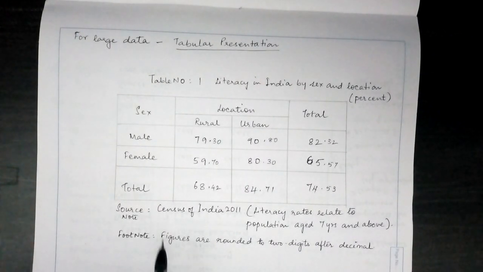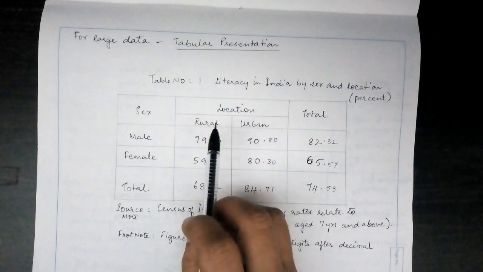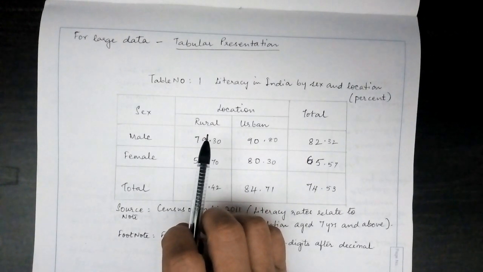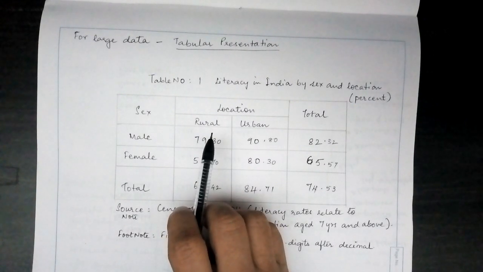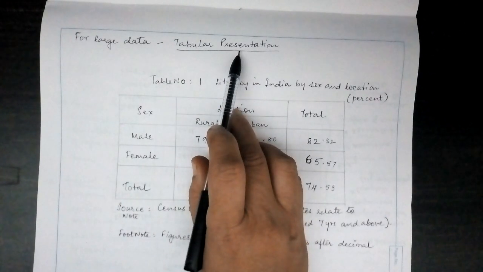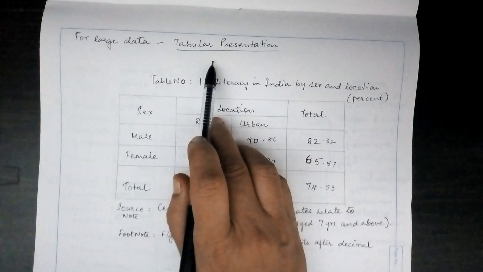Now, what if the data is too large to be presented in the form of a text? It would need a long time to read through the text and understand it. So, a better method of presentation of data needs to be used. The first method that we are going to study is the tabular presentation. That means presentation of the data in the form of a table. Let us look at one example.